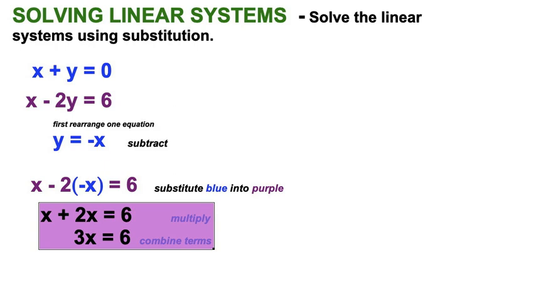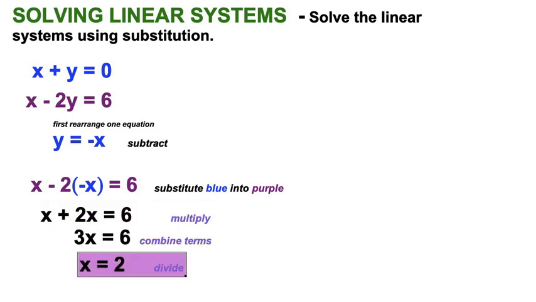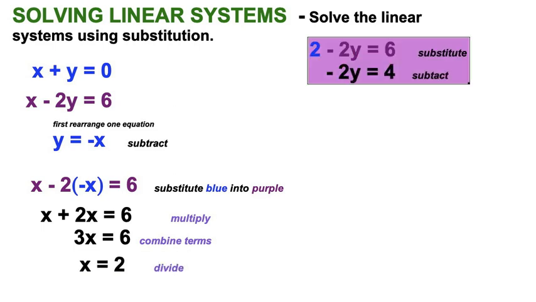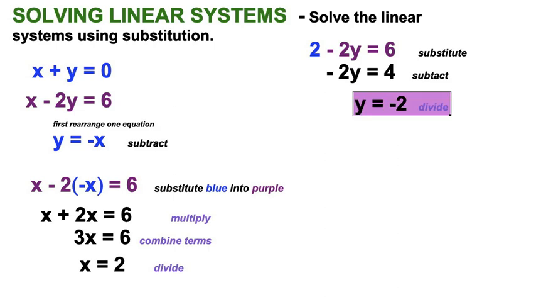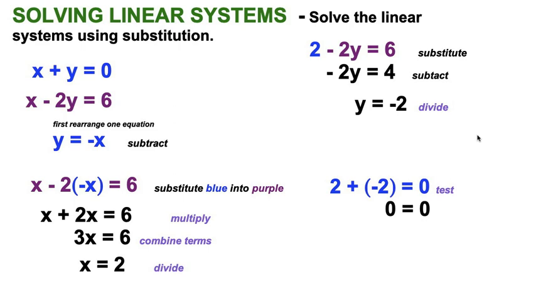I'm going to combine the x's. I've got 3 x's is 6, so x is 2. I'm going to substitute, and what am I going to come up with? y is negative 2. Let me test. 2 plus negative 2 is 0. Now, that's my solution. 2, negative 2.